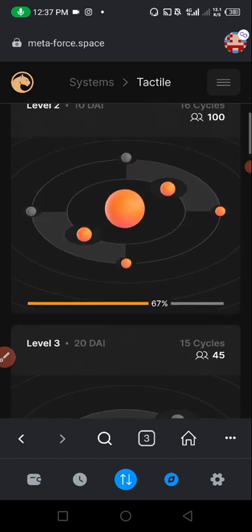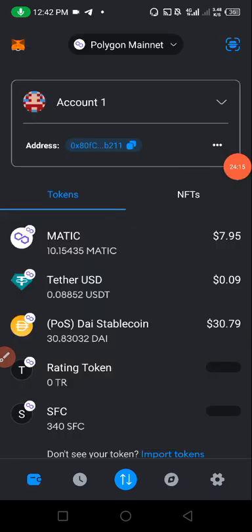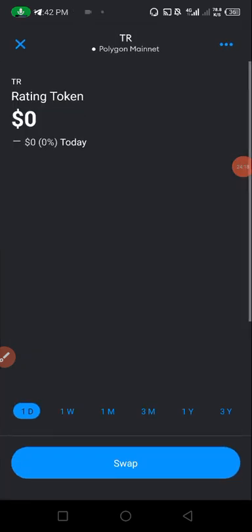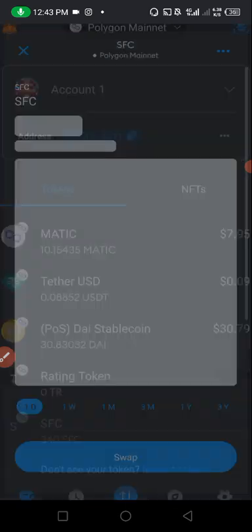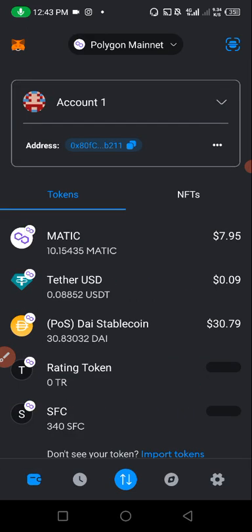Then the first thing that, like I said, you get when you activate the tactile level is TRO token. Currently, I don't have any TRO token balance on this account. As at the time I created this account, it was called SFC, and you can see I have 340 SFC. But for now, if you are activating a level on tactile, you are given TRO token. The TRO token you are given is equivalent to the money you spent in activating that level.